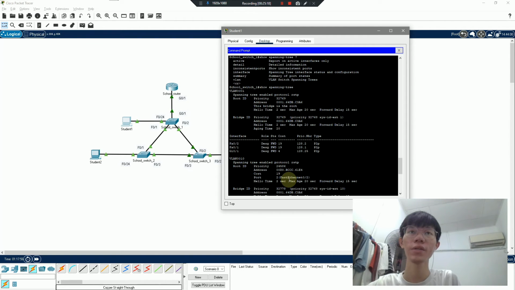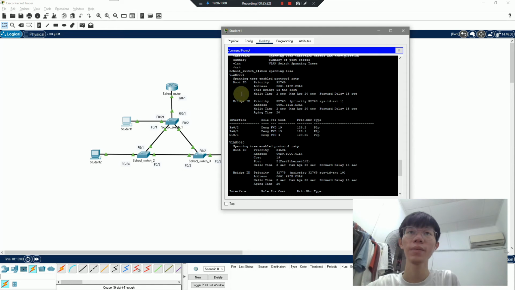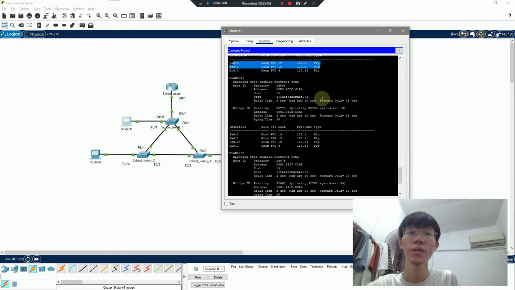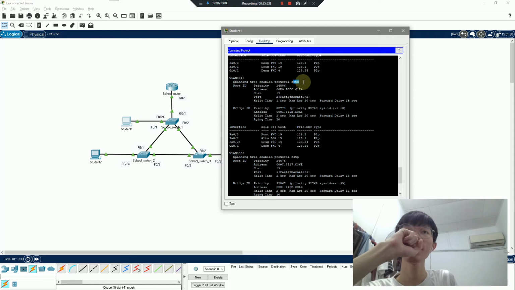Let's expand it so we can look at it here. VLAN 1, which is the default, is using the protocol RSTP, and this switch is the root for VLAN 1. For VLAN 10, spanning-tree is enabled with protocol RSTP, and the port is FastEthernet 0/2.